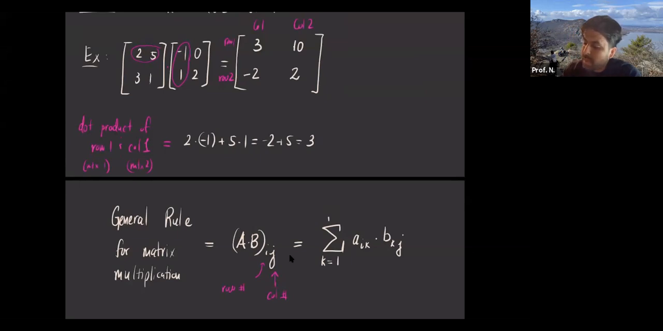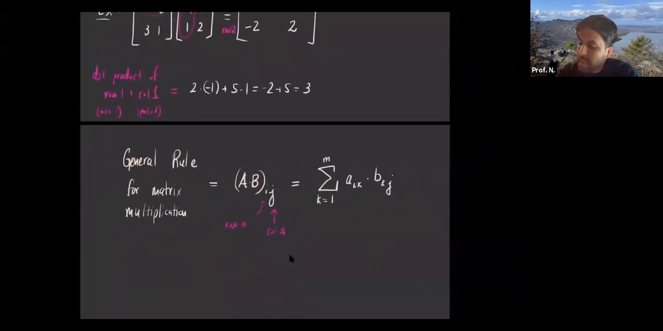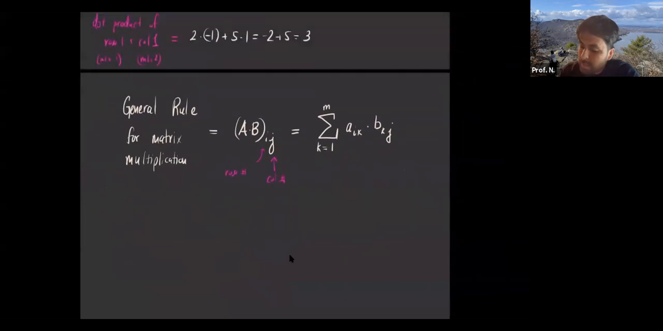Actually, let me call this M. Now, this looks a little strange, right? But the idea is this. The idea is that if A is an n by m matrix, so this is n by m. So this is A1,1, A1,2, all the way to A1,m. And this is A2,1, all the way down to An,1. And this goes all the way to An,m, right? So we have n rows and m columns.